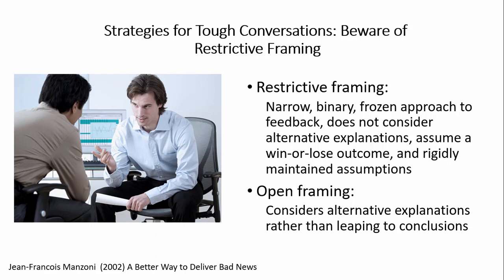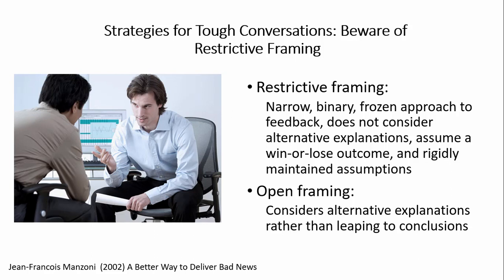Restrictive framing is similar to errors that we have discussed in attribution, which is assuming that the root cause of something is something that it is not, and being very firm in that thinking. But it's broader than that. Restrictive framing is a very narrow, binary, and that means one, or frozen approach to thinking. Do we know anyone like that?